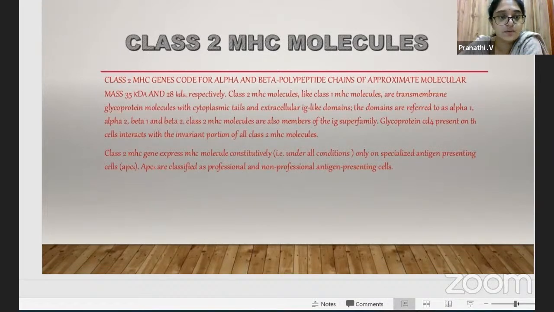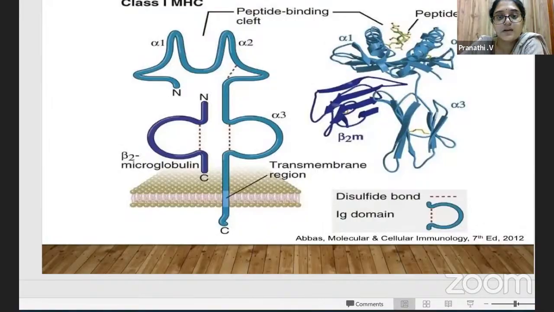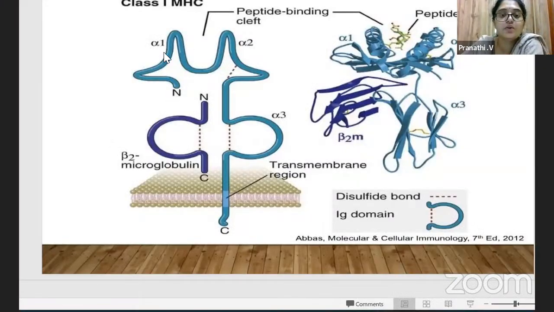You can see the picture over here, please. This is the class 1 MHC molecule. You will have alpha 1, alpha 2, and alpha 3. And this is the beta 2 microglobulin chain. It is present in this form. And these are the disulfide bonds that are present over here.